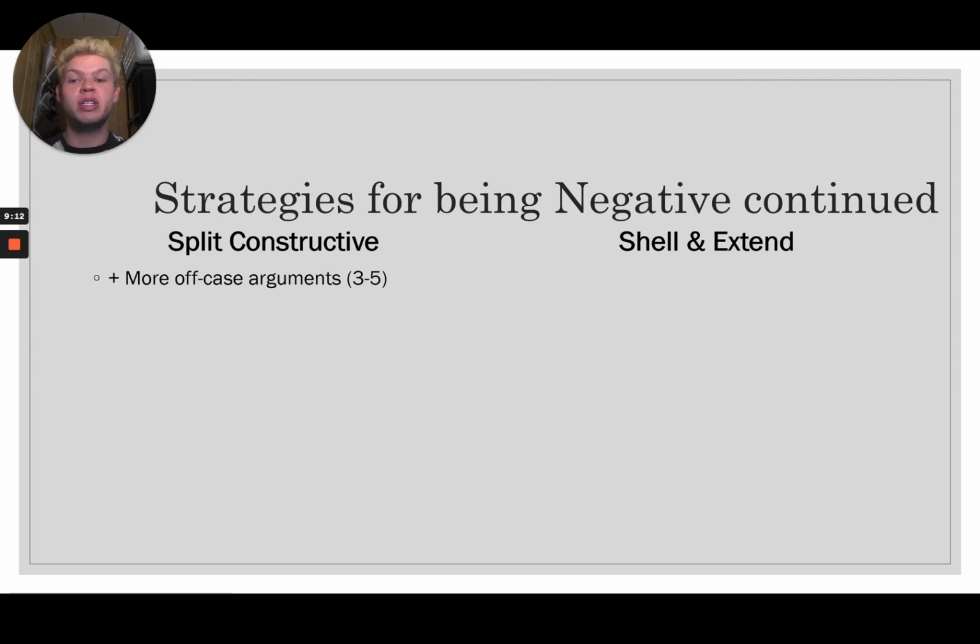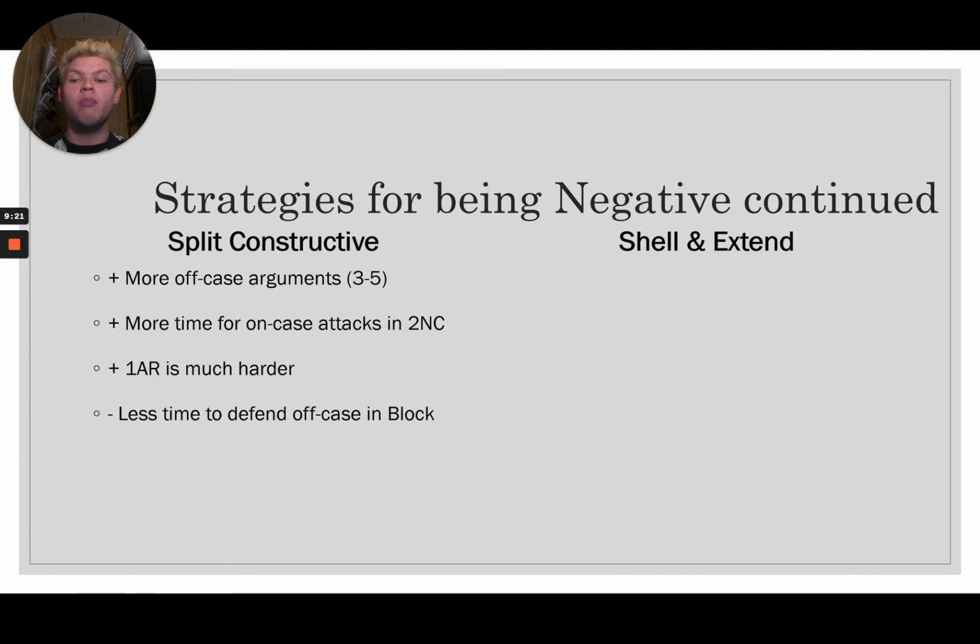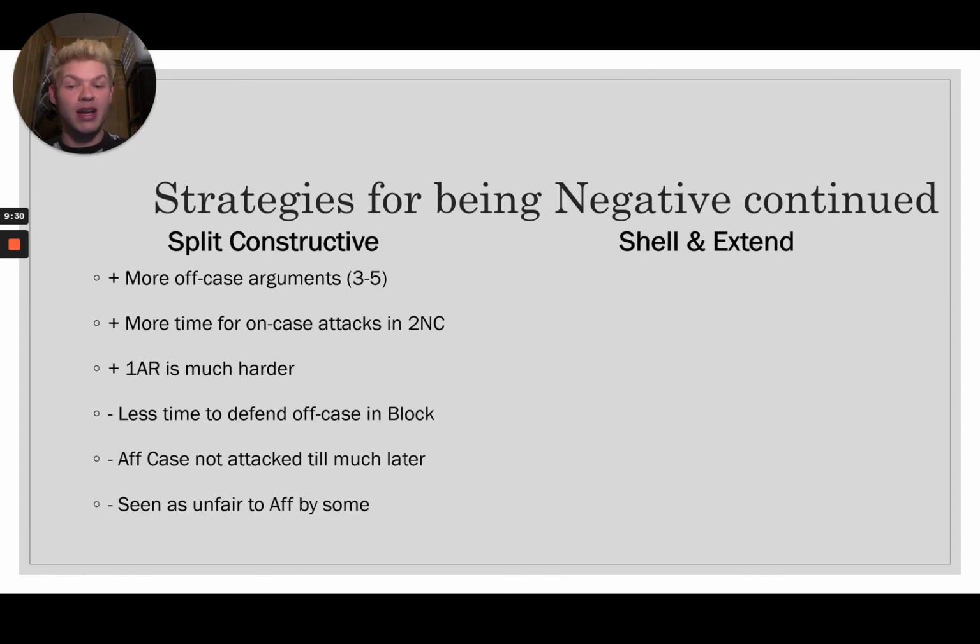So why would we want to use these strategies? Well, the split constructive, you can read more off-case arguments because you have more time, usually 3 to 5. You have more time for on-case attacks in the 2NC, and you make the 1AR much harder. But for negatives, there's less time to defend your off-case in the block. The aff-case doesn't get attacked until almost halfway through the debate, and then it's seen as unfair by some.